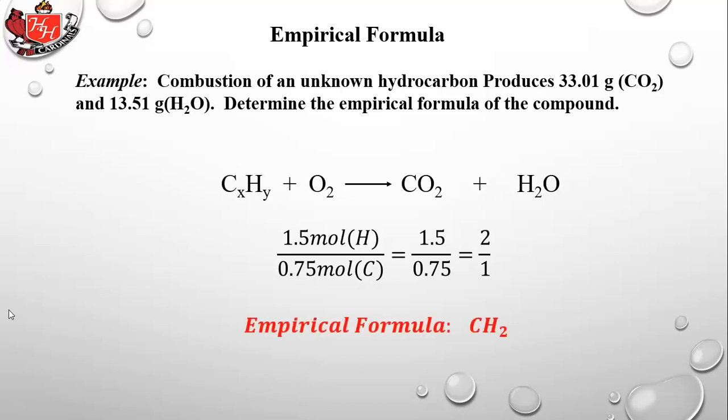So the empirical formula is CH2. It's just saying that somehow there's twice as many moles of hydrogen as moles of carbon. The actual molecular formula could be CH2. It could be C2H4. It could be C10H20. It could be C1 million H2 million. I mean, it's going to be some 2-to-1 relationship. That's all we know yet. We don't know exactly what it is.